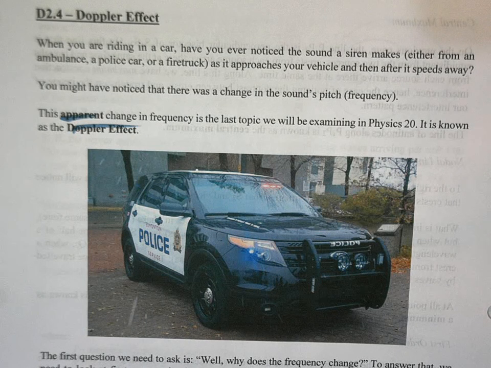Now, we want to make the word apparent really clear. The frequency is still dictated by the source. So no matter if the police car is driving by you or coming towards you or moving away, the frequency of the sound produced by the siren is always the same. That is dictated by the source, the actual siren. What we hear is going to change based on how fast it's approaching us or how fast it's moving away from us. So we want to be clear that it's the apparent change. The actual frequency of the siren itself is not changing.